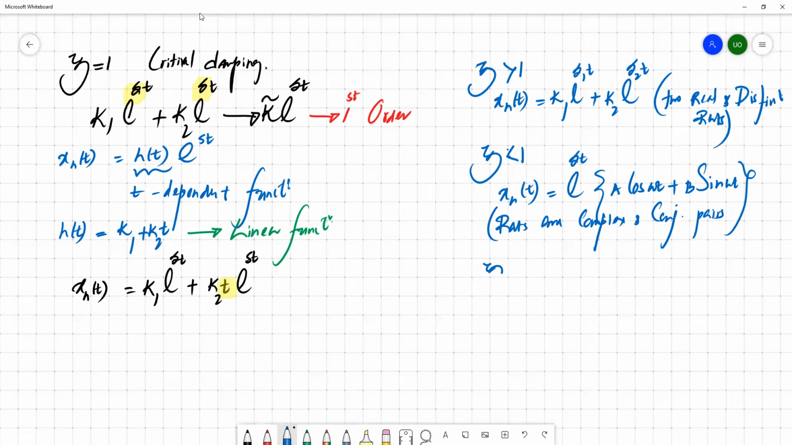The third scenario, theta equals 1. Then the natural response is in the form of K1 e to the power sigma t plus K2 t e to the power sigma t. We have the same root, so the exponent is replaced by the same value. So here you have real and equal roots.